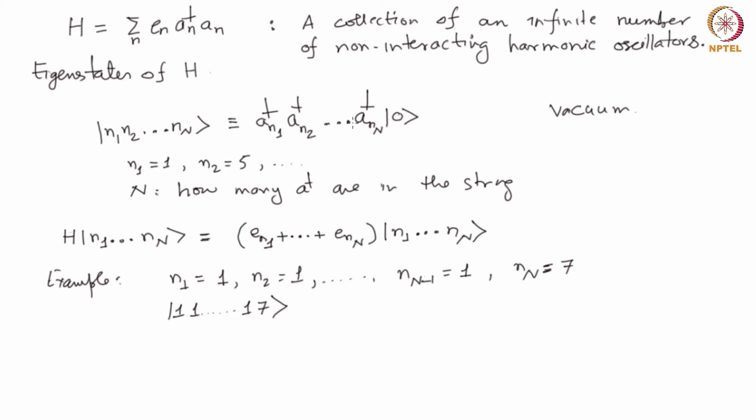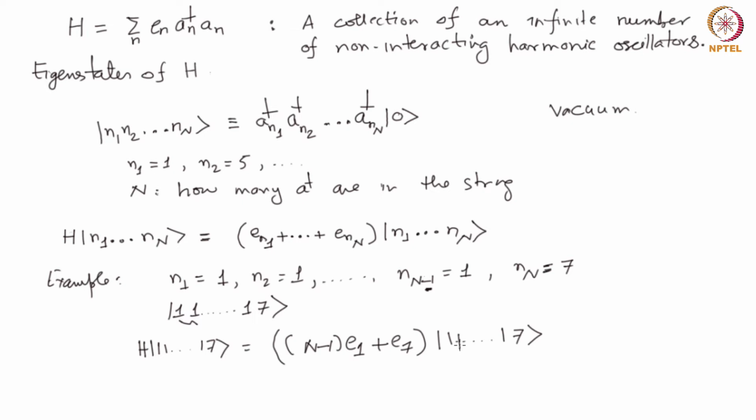If you have such a system, then the energy of this system, using the formula above, will be, since I have already written capital N minus 1, capital N minus 1 times E1 plus E7. That's what you will get.